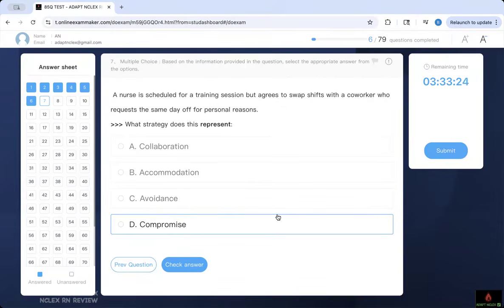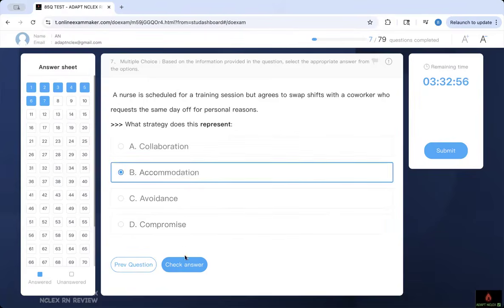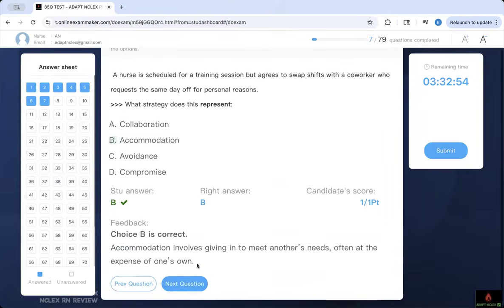right? She compromised. No, she did not. Compromising means 50-50, right? Accommodating, basically, you're letting the person come in and you lose, right? You accommodate them at your own expense, basically, you losing and giving them the opportunity to use whatever they want. So that's an accommodation. Collaborating is coming together and working together. So this is accommodating. She's accommodating the nurse.